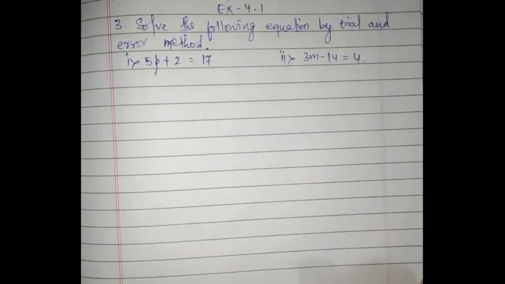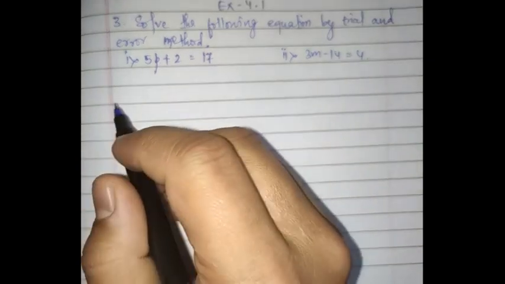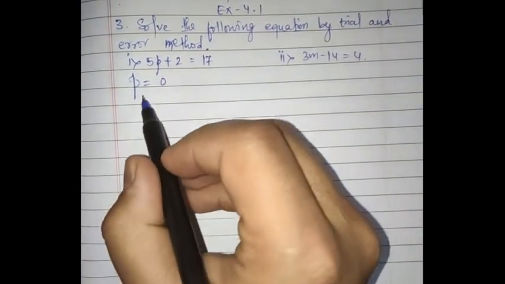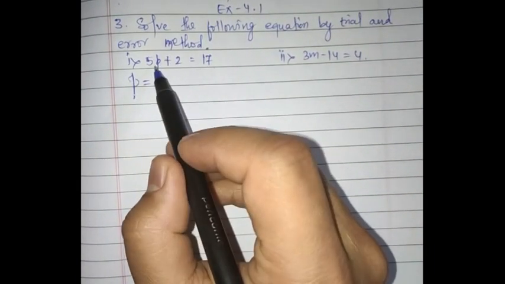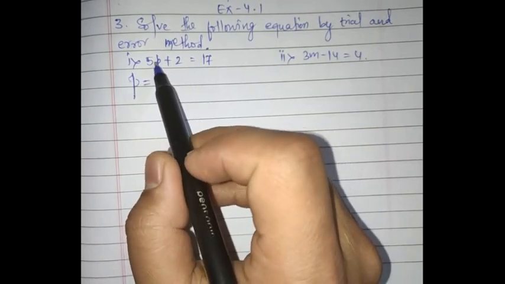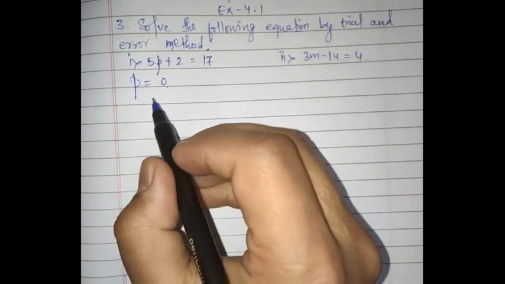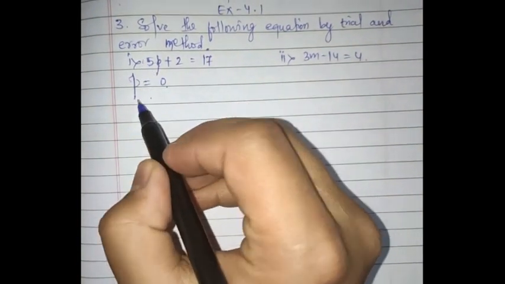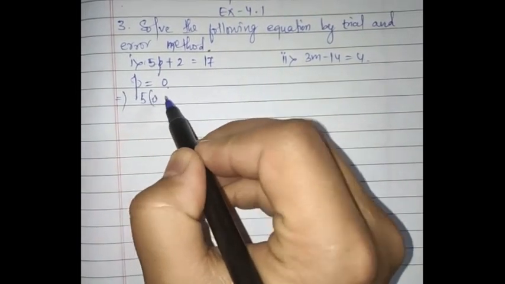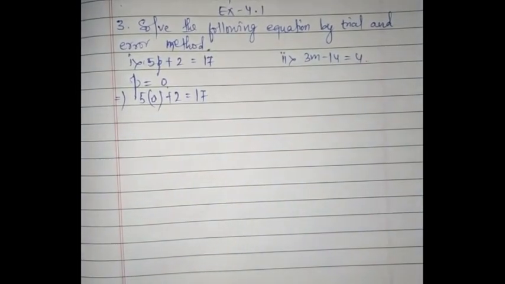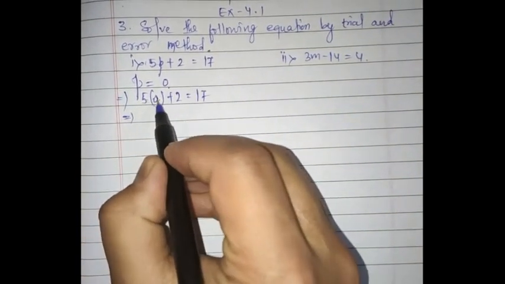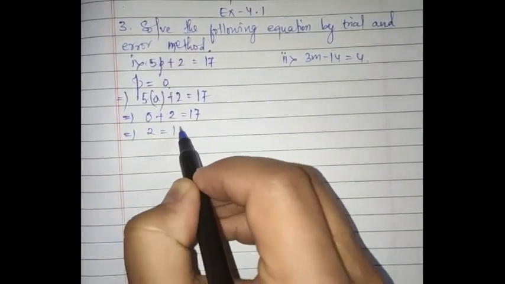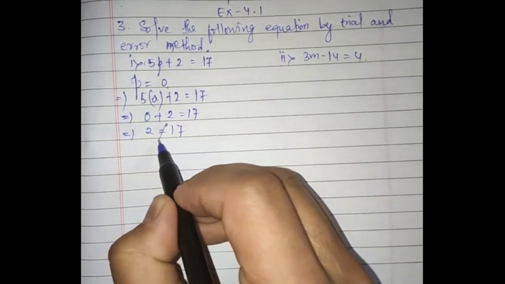To start with, I'm going to put the value of p as 0. If by putting this value you get 17 on the left hand side, then it is your solution. But if not, then you have to try another value. That is called the trial and error method. So 5p plus 2 is equal to 17, with p value 0: 5 zeros is 0, plus 2 is equal to 17. So 0 plus 2 is 2, is equal to 17? Is it equal? No. So 0 is not the solution.